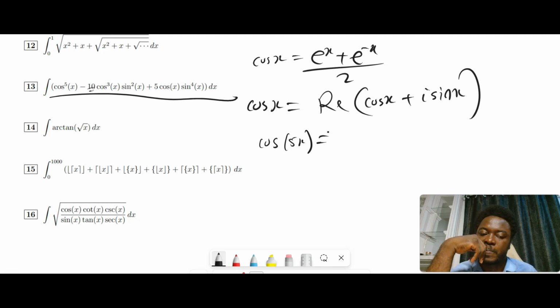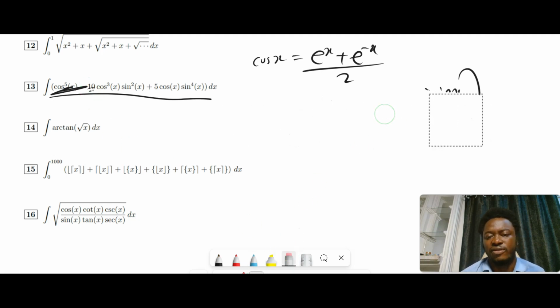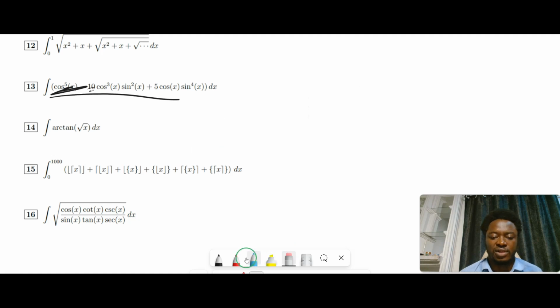I'm thinking about the easiest approach for this problem here. Should I use this complex number method? I don't want to confuse myself. Should I use cosine squared and multiply it by cosine squared and then by cosine of x? That should give me cosine to the 5th power. Okay. Let me just use the simplest. No need for all this nonsense. Let me just try.